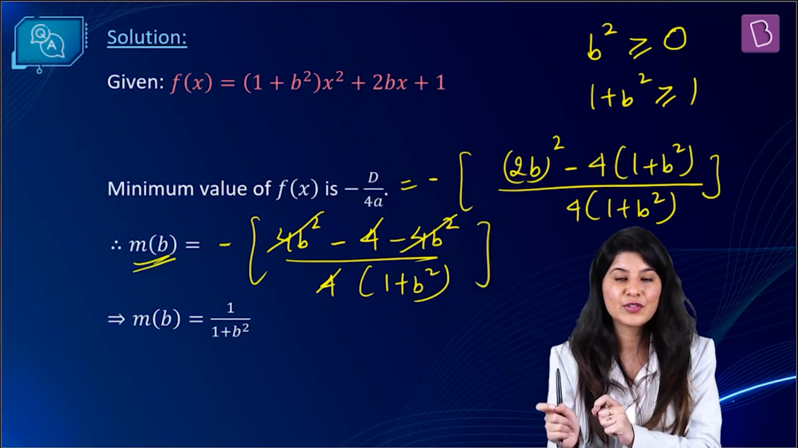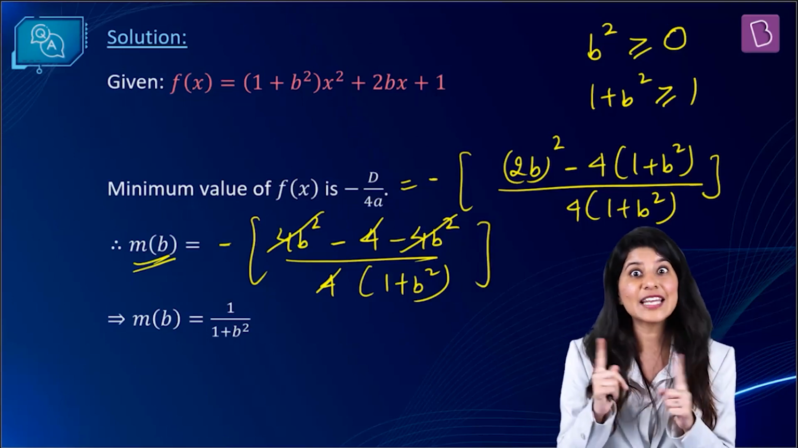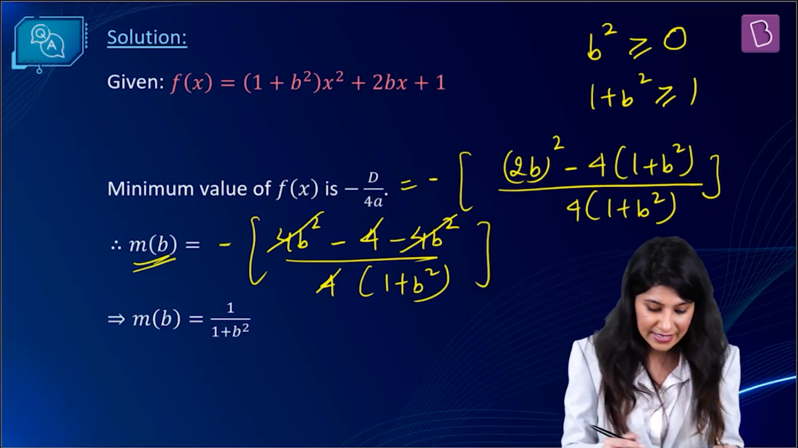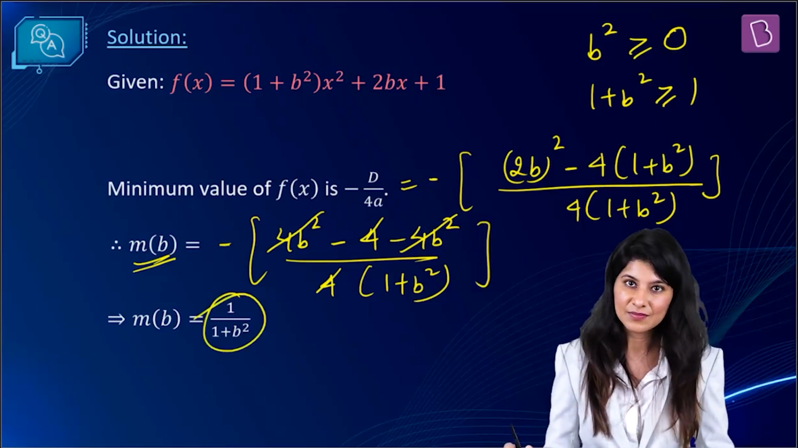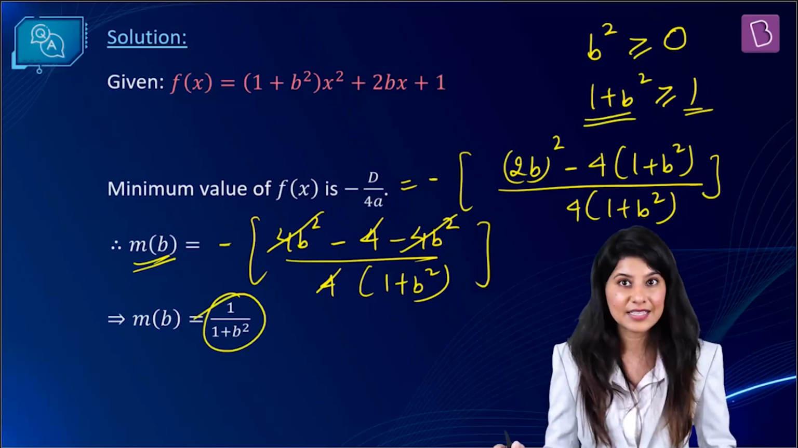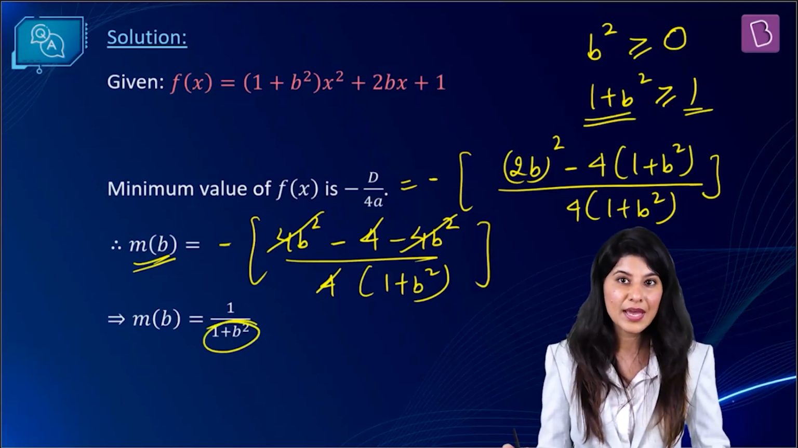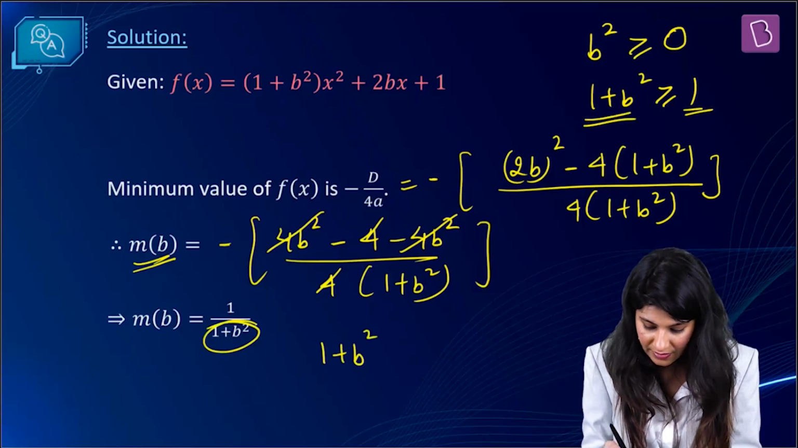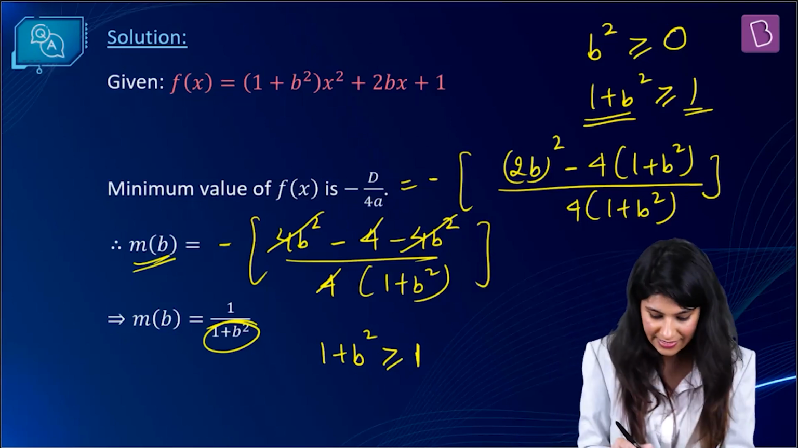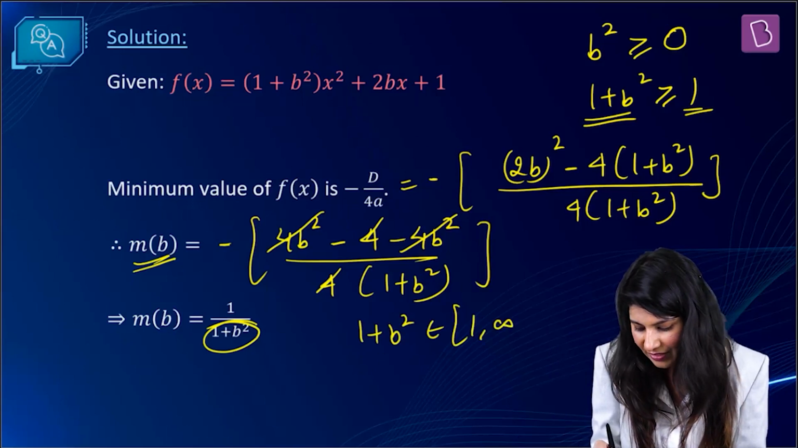Now the next half of the question says we need to figure out the range of this particular minimum value, which is an expression in b. So we need to figure out the range of this. Now we have already figured out that 1 plus b square is greater than or equal to 1. We can use this over here. So here 1 plus b square is greater than or equal to 1, but less than infinity. Or I would say 1 plus b square belongs to 1 to infinity.